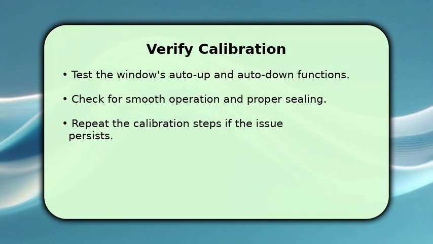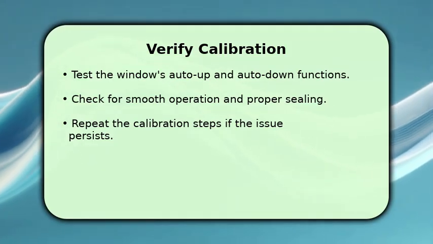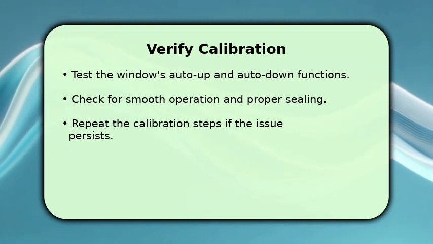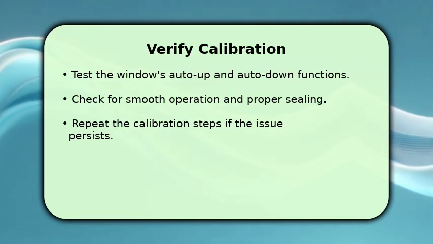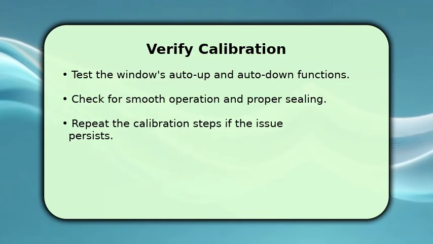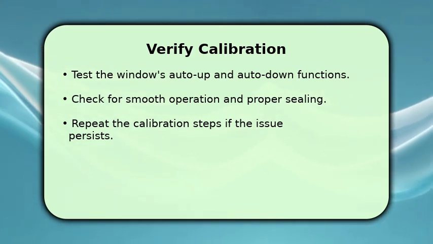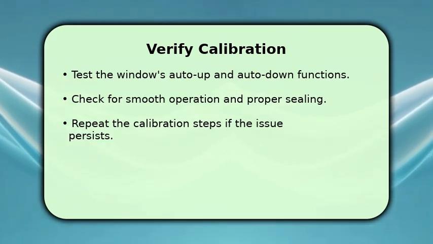After completing the calibration, it's important to test the window's operation. Try using the auto up and auto down features to ensure they work correctly. Listen for any unusual noises and check that the window seals tightly against the frame when closed. If the window still isn't behaving as expected, simply repeat the calibration steps from the beginning. Sometimes, a second attempt can resolve minor glitches.